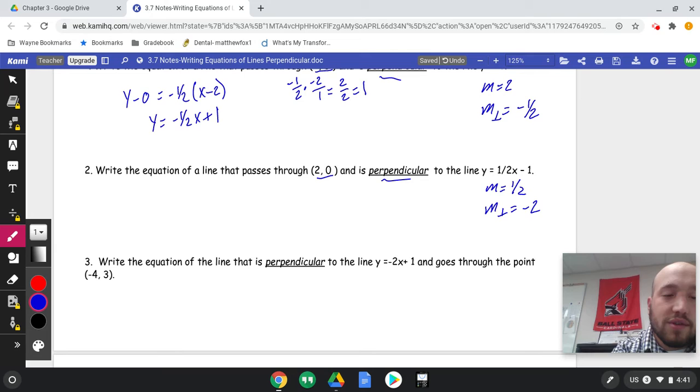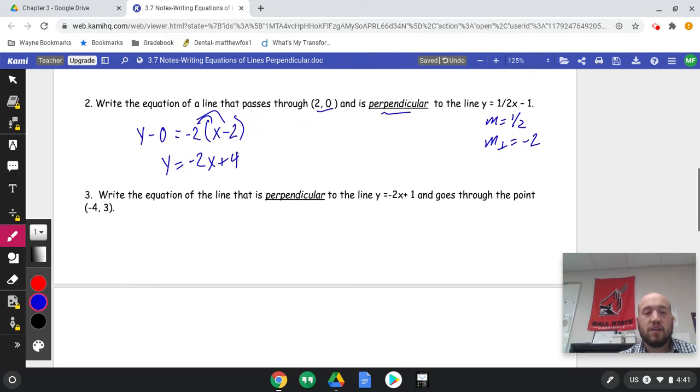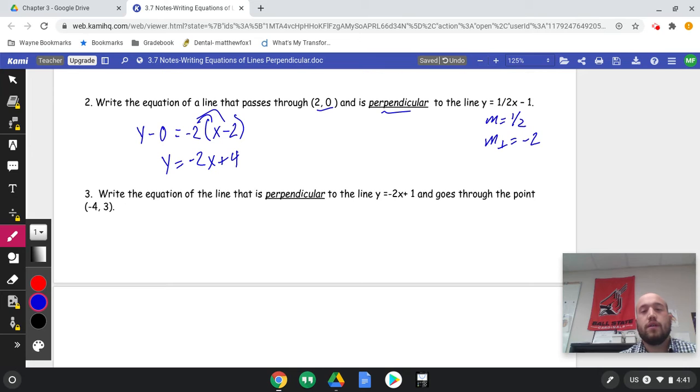And now we can once again set it up. y minus 0 equals negative 2 parentheses x minus 2. That'll just be y equals, distribute this in, negative 2x plus 4. And we are done. Okay, we got one more example like this to do together.